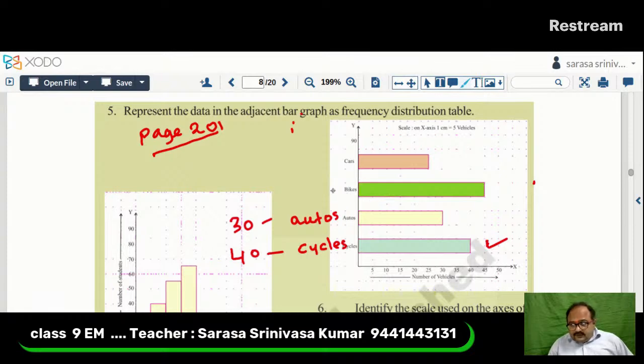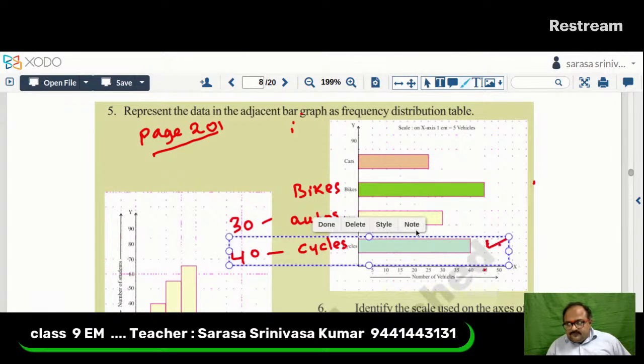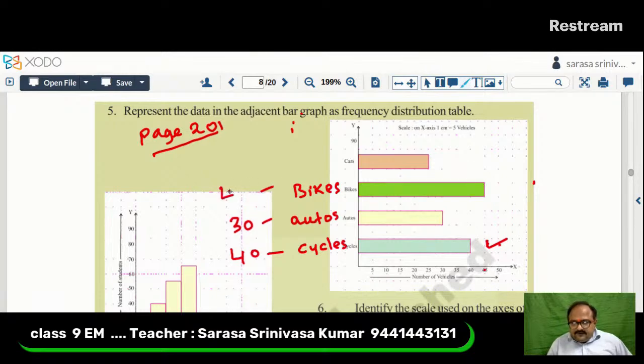And the third option is bikes. From the graph it is showing 45. So bikes, 45. And next, cars. From the graph it is shown as 25. We can read it as 25.